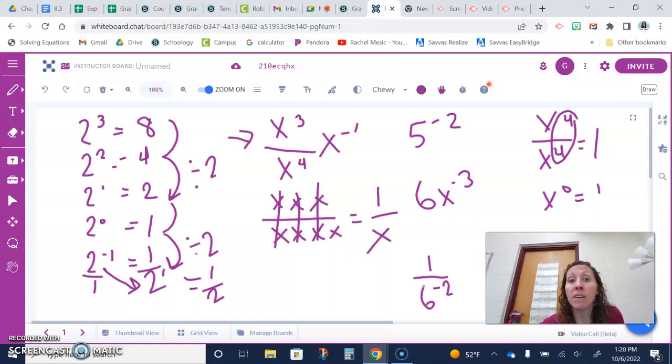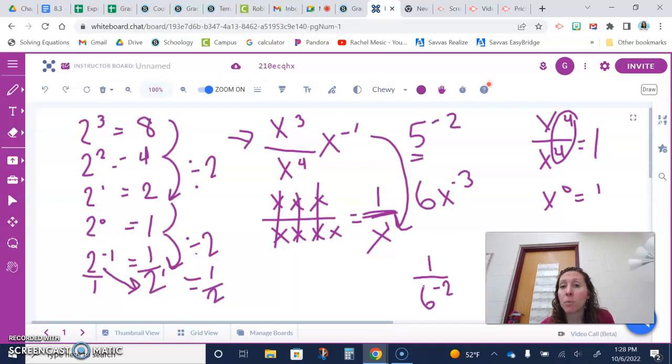So really, when we have that negative exponent, we bring that base number to the bottom of the fraction bar. Okay, so it used to be up here in the numerator, now it's down in the denominator, and then the exponent would become positive.